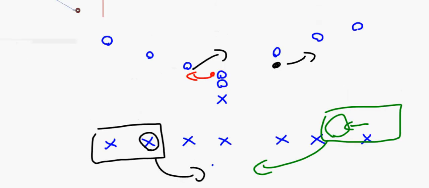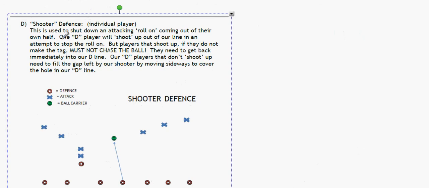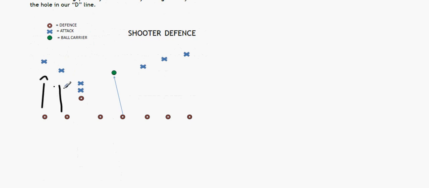Okay, so now we're going to move on. That was the yo-yo defense, and now we're going to do the shooter defense. Now the shooter defense is set up, once again, so everybody has something to mark. What we usually have is our neutral player here. We're going to move this one here. Now in this case, this person here is communicating, basically telling the neutral player, look, if this comes over here, I'm going to shoot up and try and stop it.